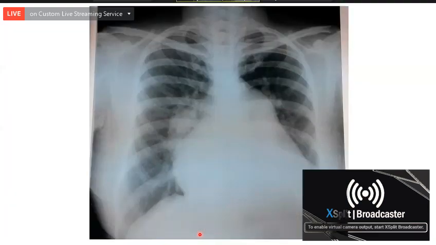Okay, we go to the exercises. Exercise volunteers. Chest X-ray PA view. Very good. Adequate exposure. Very good.